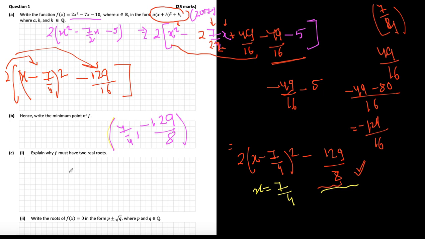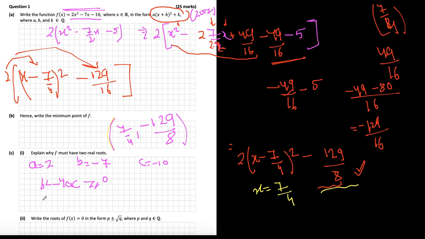Okay, now explain why f must have real roots. So for the real roots, always your discriminant should be greater than or equal to 0. So in this quadratic equation, if you look at this quadratic equation, your a is 2, b is your minus 7, and c is your minus 10. Now if this condition is satisfied, b square minus 4ac, if this is greater than or equal to 0, the equation should have two real roots.